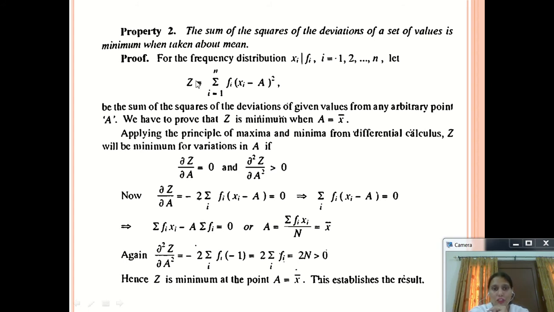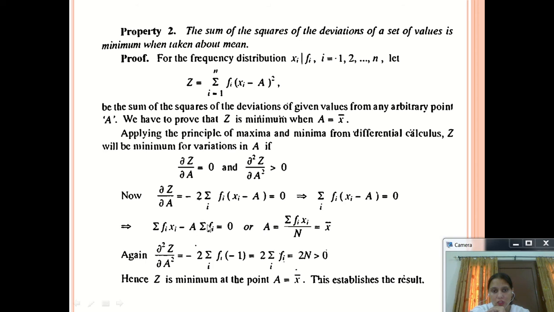First, differentiate z partially with respect to a. Then this is differentiated to minus 2 summation fi xi minus a, so negative sign. Now equate it equal to 0. Now multiply fi into xi and fi into a, so the right hand side is 0. Summation fi xi equals a summation fi. Find out the value of a.